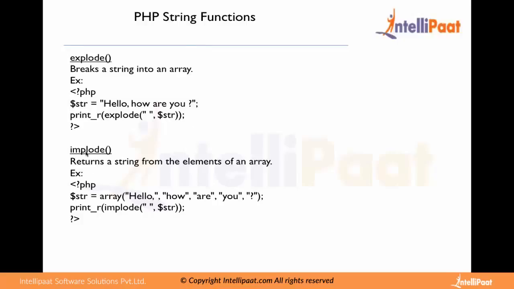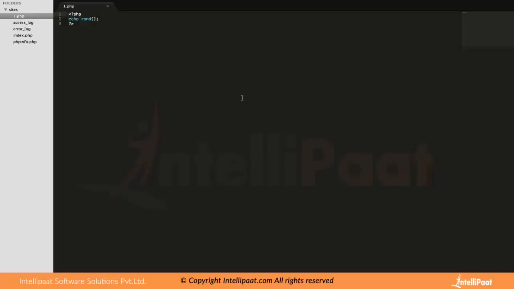And the second function is the implode function. It will return a string from the elements of an array. So it is exactly the opposite of the explode function. In the explode function, it will create an array from a string, and in the implode function, it will create a string from an array. So this is the difference between explode and implode functions. So let's see this example.